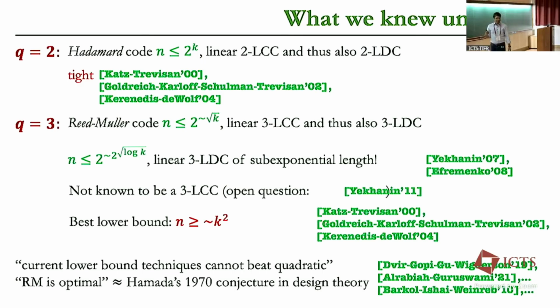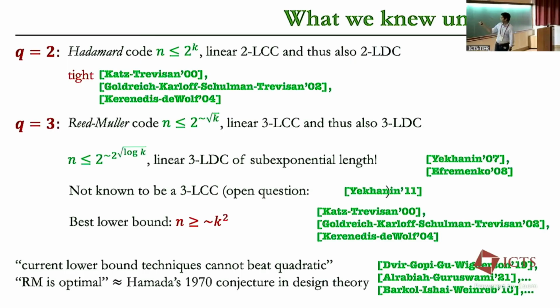Another kind of work that people showed is that understanding whether Reed-Muller code, for example, is an optimal 3-query locally correctable code actually amounts to settling a wide open conjecture in combinatorial design theory called Hamada's conjecture. It's a super sweeping conjecture about what the optimal algebraic rank of a combinatorial design is. It's known essentially in only a few finite cases.